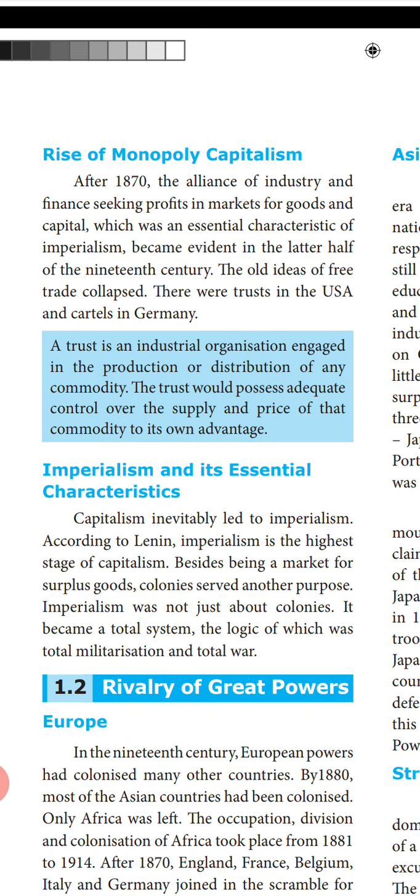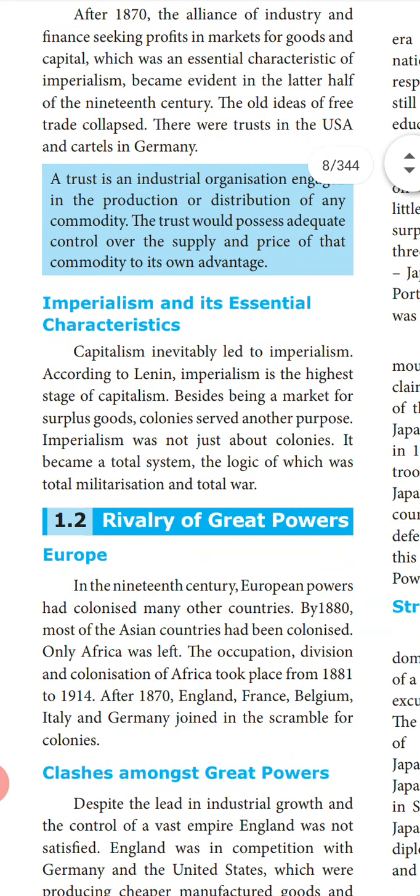What is a trust? A trust is an industrial organization engaged in the production or distribution of any commodity. It is an industrial organization. The trust would possess adequate control over the supply and price of that commodity to its own advantage. The free trade policy was abolished, and instead trusts came into existence in America and cartels in Germany. It is an organization to sell their products.